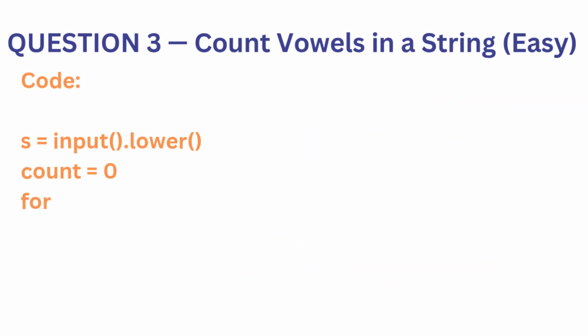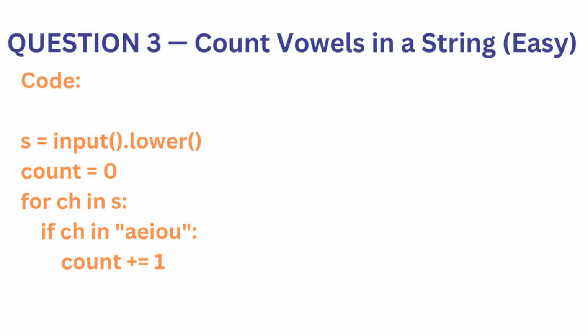Here the input function is used for taking input and the lower function is used to convert the string to lowercase. Initially we have to declare count = 0. For character in s, if the character is in 'a', 'e', 'i', 'o', 'u', then it will increase count by 1. And finally, it will print the count. This is simple and effective.